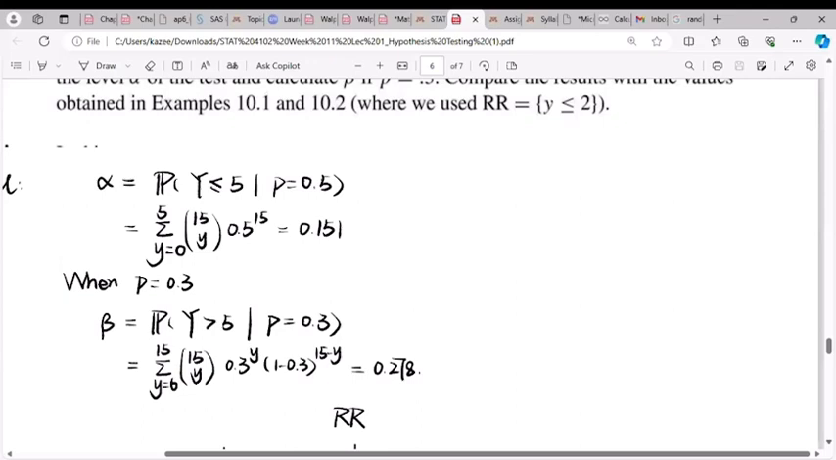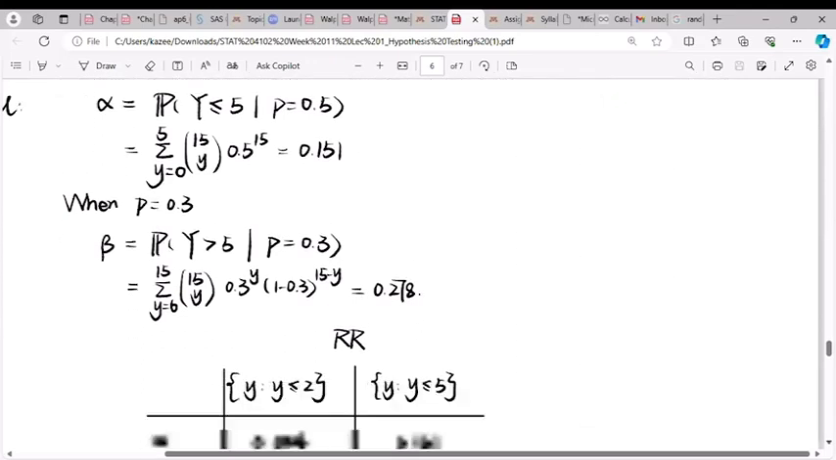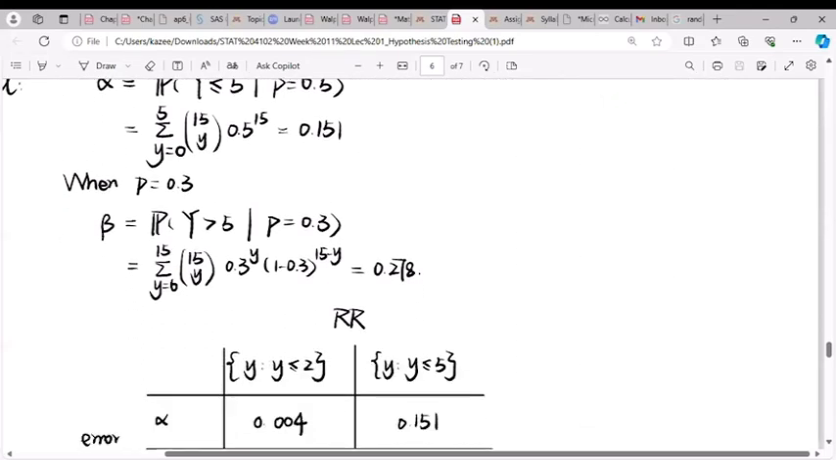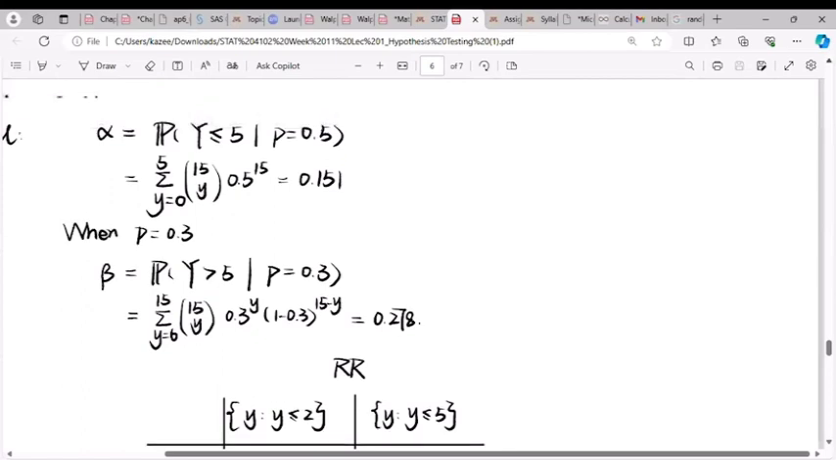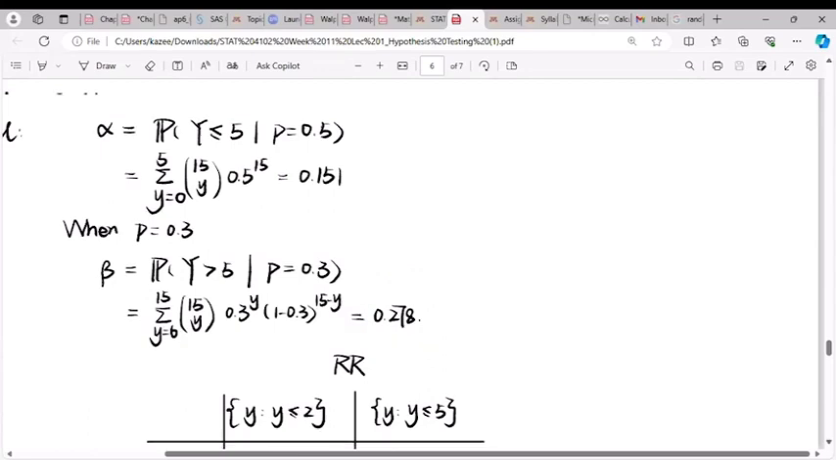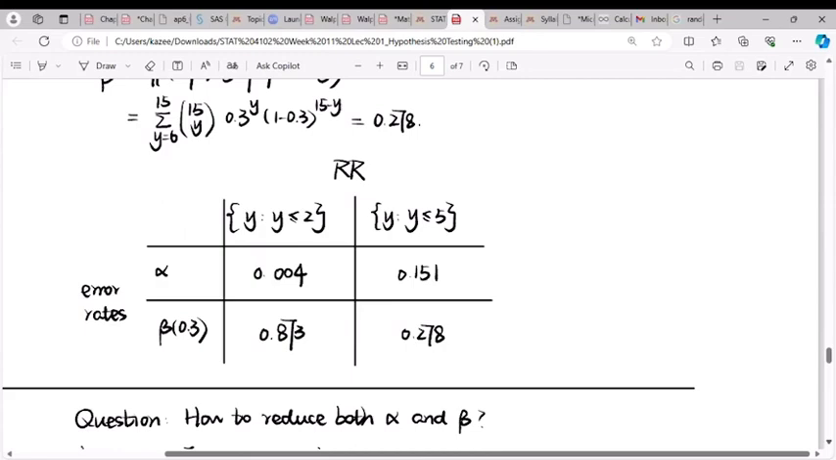And don't forget, since this is y less than or equal to, if I want to compute the type 2 error, I'm going to go against that, right? Now, what happened to the new type 2 error? The new type 2 error has decreased. Now, let me show you what we've done. Take a look at this. This is what we've done.